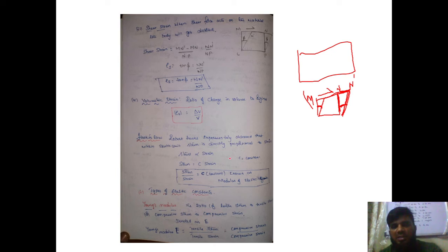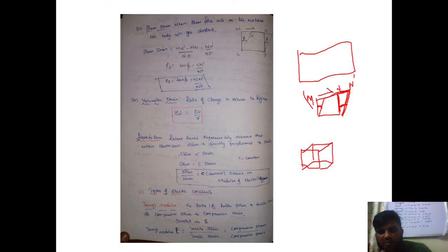Next is volumetric strain. For example, if you have a cube like this and we are trying to compress it. The best example I can give is a sponge. When you compress the sponge, because of the compression force, it decreases in its dimensions. Volumetric strain is the ratio of change in volume to original volume. Generally strain is change in dimension by original dimension, but when I say volumetric strain, it is change in volume by original volume, that is delta V by V.